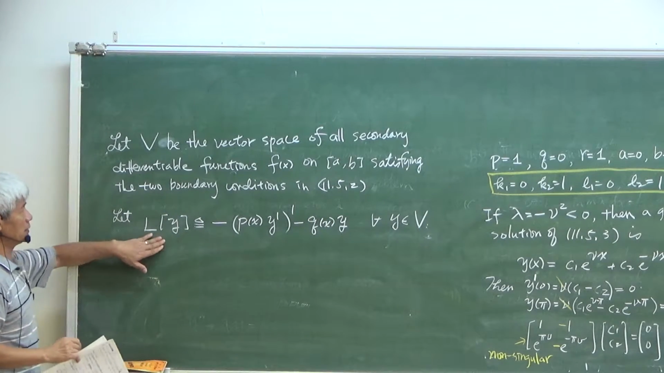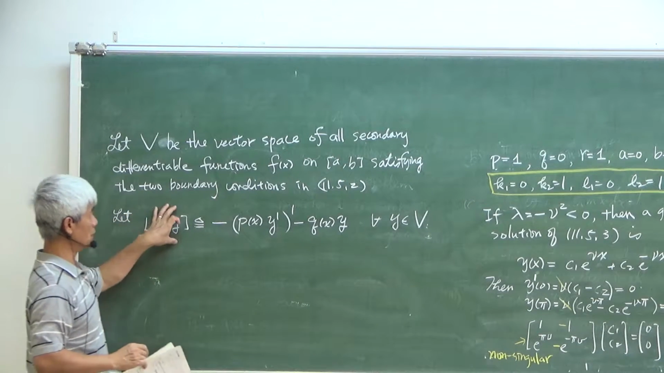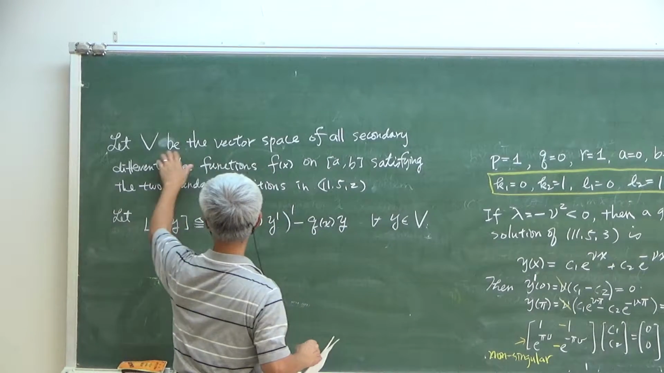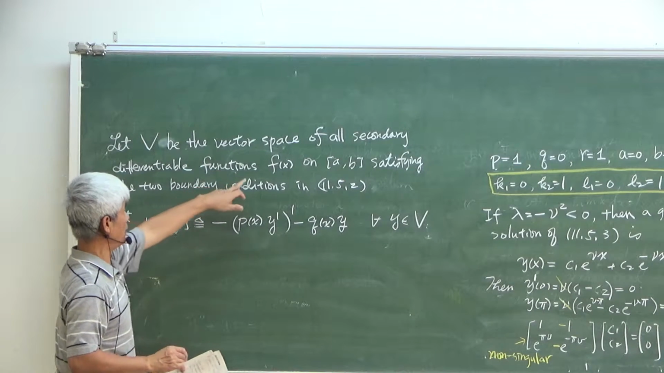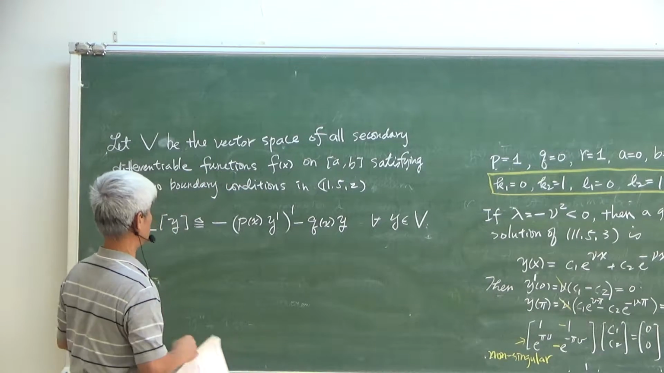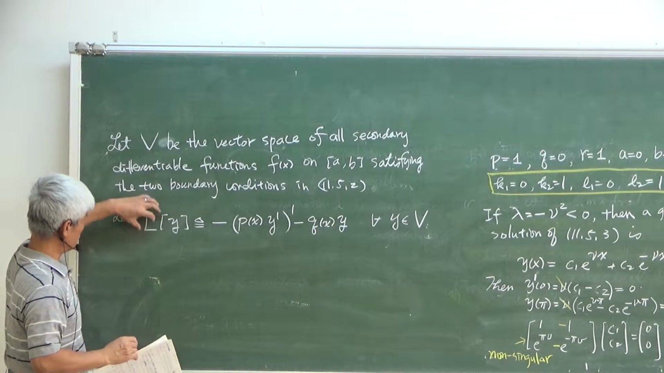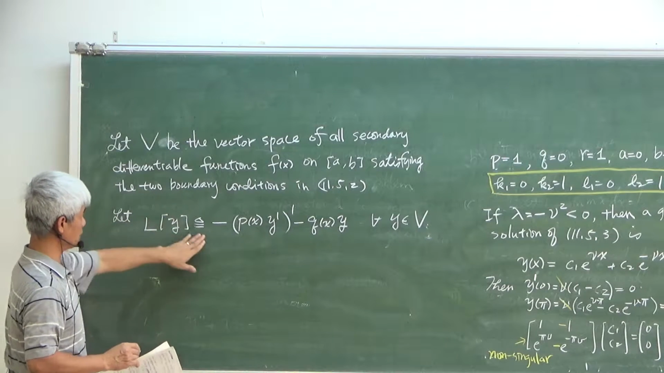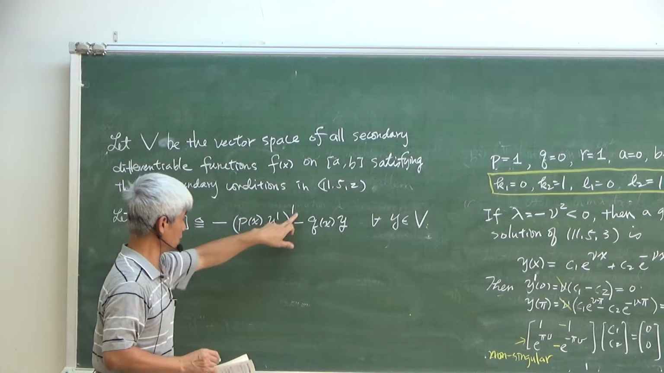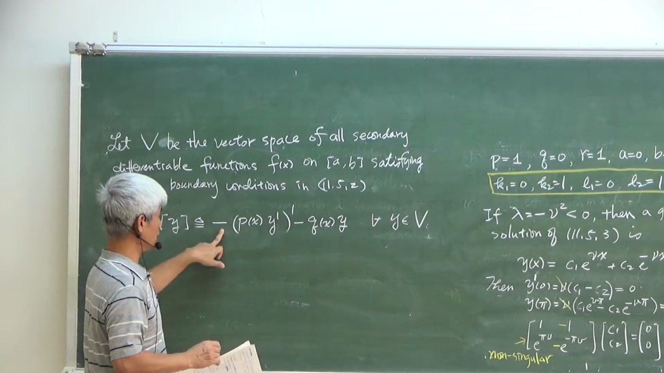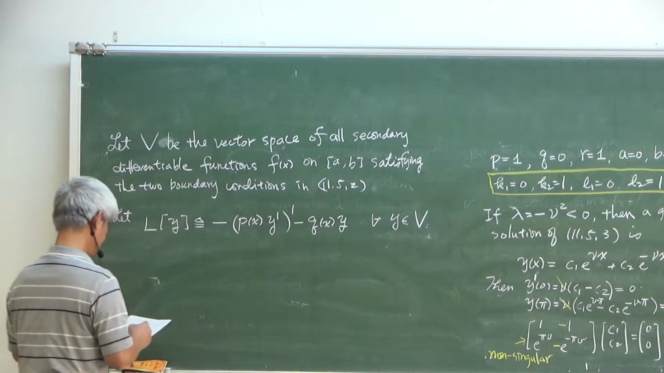Now we consider an operator, L. So L is an operator on any members or vectors in V. Each vector in V is just a function which is twice differentiable. The L operator on y, the result is that you take the derivative of y, multiply with p of x, and then take the derivative again, and times minus 1, and minus the product of q of x and y. So this is the result.